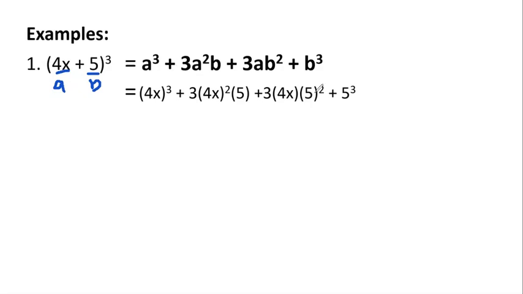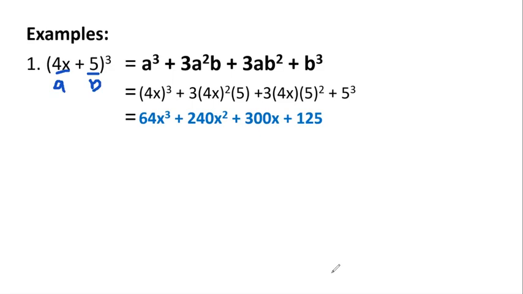given pattern. And if simplify natin, 4x to the power of 3 magiging 64x cubed plus 3 times 5, 15. Then 4x squared is 16x squared. So 15 times 16x squared, the answer is 240x squared plus 3 times 4x is 12x. 5 squared is 25. And 25 times 12x is equal to 300x plus 5 cubed. We have here 125.